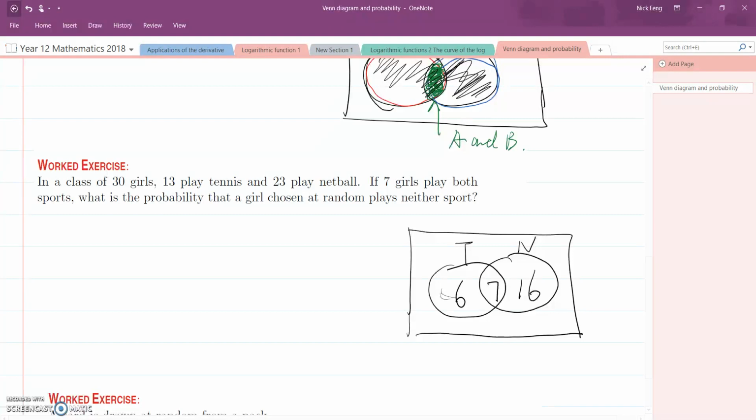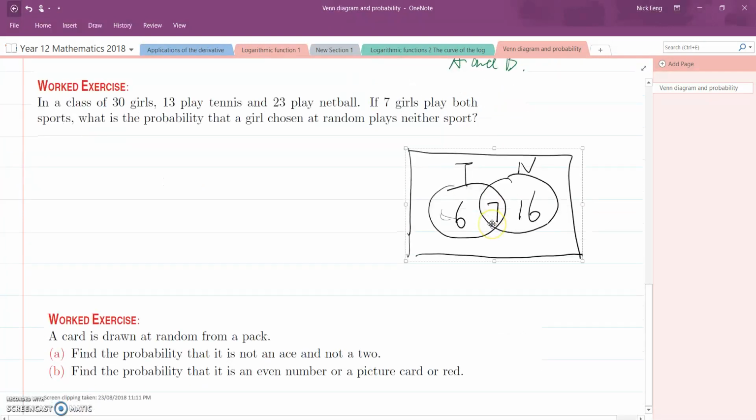Otherwise, if you add up 13 plus 23, that's already over 30. That doesn't make sense. Okay, so therefore, if you add 6 plus 7 plus 16, you get 29. So if there are 29, therefore only one student is left over. So therefore the probability of playing neither sport is just 1 over 30 in this case.